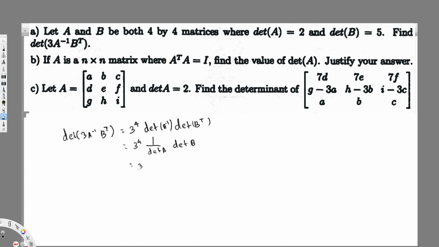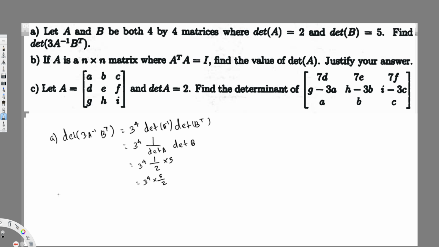And then 3 to the power 4, determinant A is given as 2, so 1 over 2, and determinant B is given, so it's simply 5. Therefore the final answer is 3 to the power 4 times 5 over 2. This is my final answer for the first question.